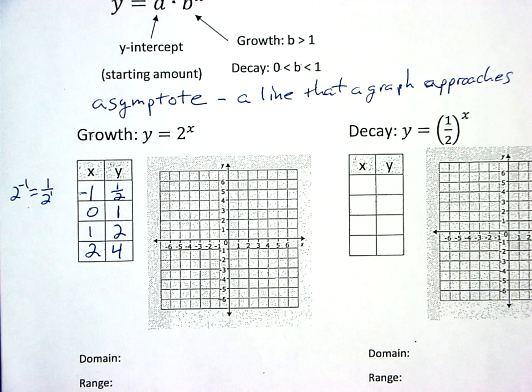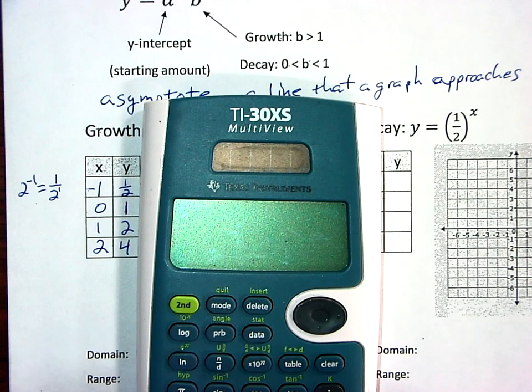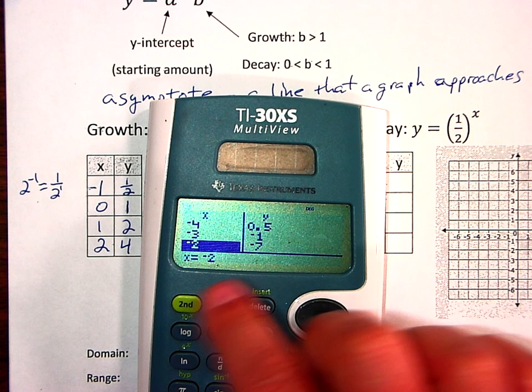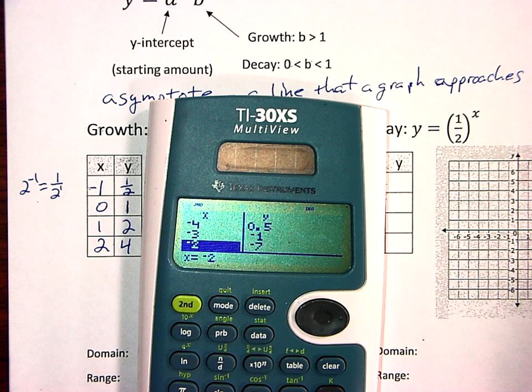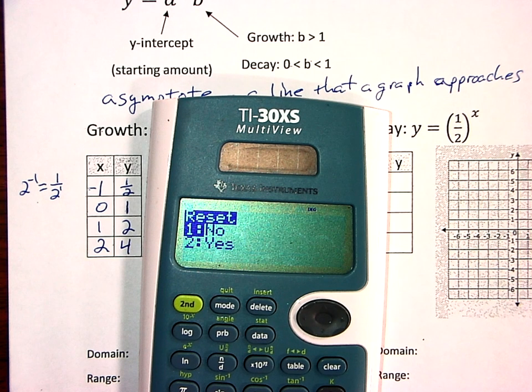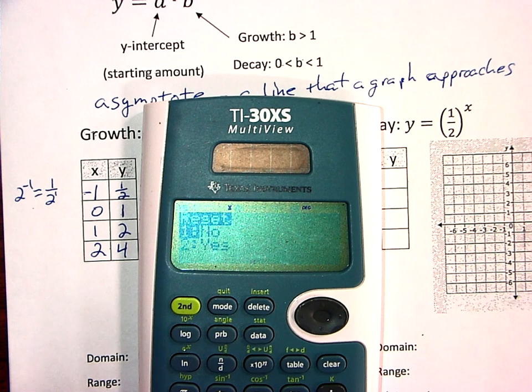All right, grab your calculator. First thing, bottom left corner is on. Top left corner is second. Hit second, please, the green button. What does it say above the 0? All right, so hit 0, please. And now it says reset, yes or no. We want to reset it, so I'm going to hit 2. And it says memory cleared.